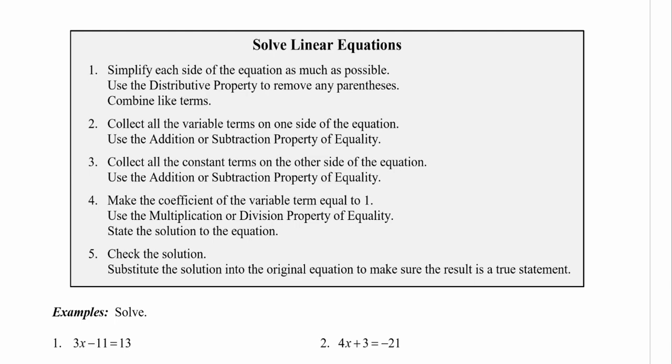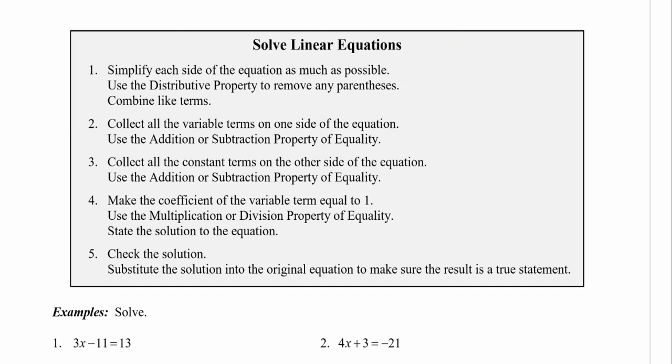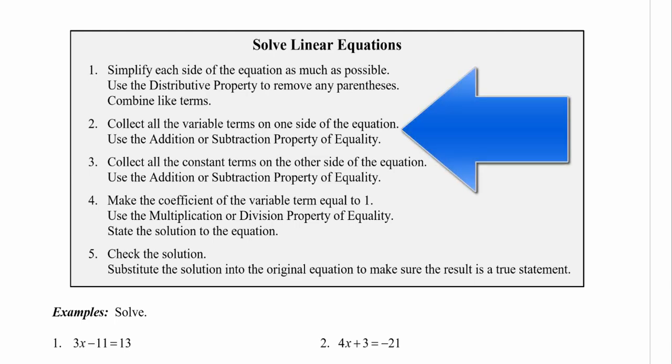When you solve linear equations, you want to simplify each side of the equation as much as possible first. So if you have like terms on the same side of the equation, or if you have parentheses in which you can use the distributive property, you want to do that first before you start using the properties of equality that we discussed in the previous videos. Then you're going to collect all of the variable terms to one side of the equation. That's going to be step number 2.